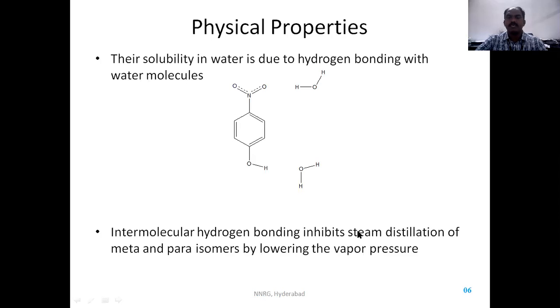If you take the example of intermolecular hydrogen bonding, the vapor pressure decreases, and so steam distillation also decreases. So the boiling point increases.